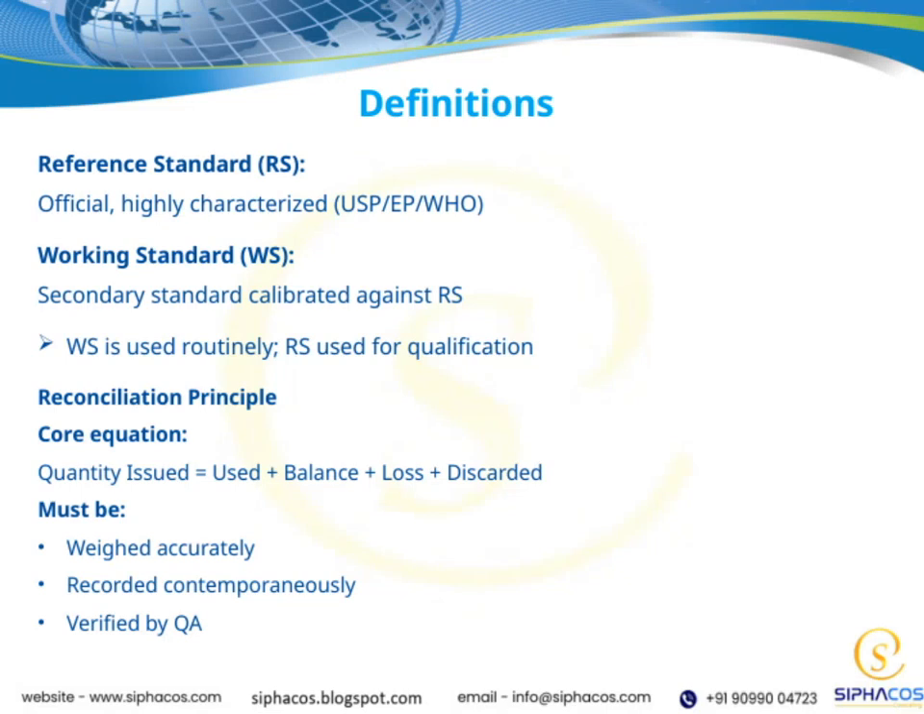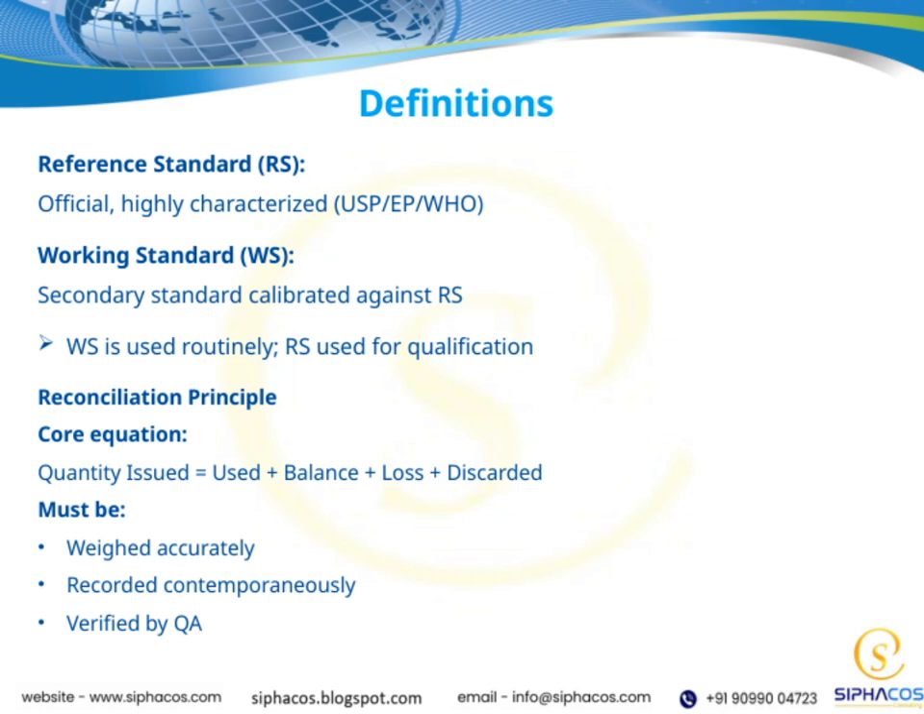A reference standard, or RS, is an official and highly characterized standard, recognized by agencies like USP, EP, or WHO. It's the gold standard we rely on for accuracy. On the other hand, a working standard, or WS, is a secondary standard that is calibrated against the RS. We use the WS routinely in our day-to-day work because it's more practical, but we always ensure it stays aligned with the RS. The RS is reserved for qualification purposes, ensuring the highest level of accuracy and traceability.